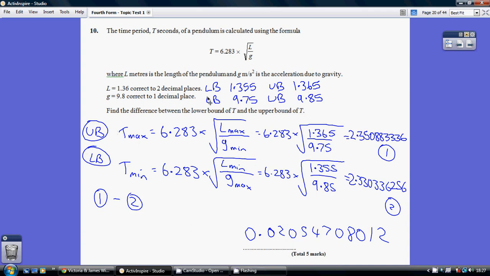Now to minimise t, we want L to be as small as possible, G to be as big as possible. So the smallest that L can be is 1.355, the biggest that G can be is 9.85. Substituting that in, we get this as the lowest bound. So obviously the difference between these two is just 1 take away 2, which is this number here.